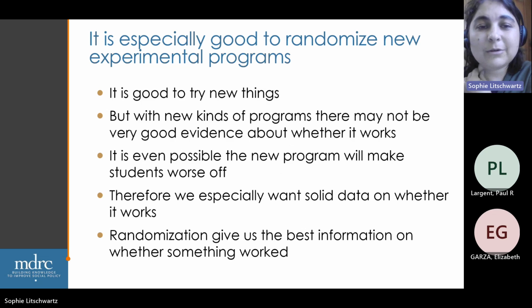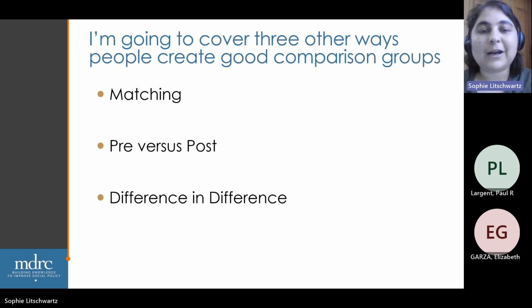Also, if I have some sort of new experimental program where I don't have a lot of evidence for whether it's going to work or not, that's good. It's good to try new things. But if I don't really know whether it's going to work, things can make students worse off, even if we don't anticipate that. And so we really want to know, for certain, whether the thing is working. So randomization gives us the best information on whether something worked.